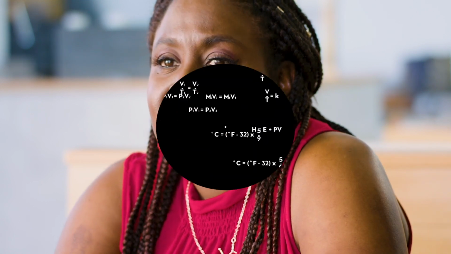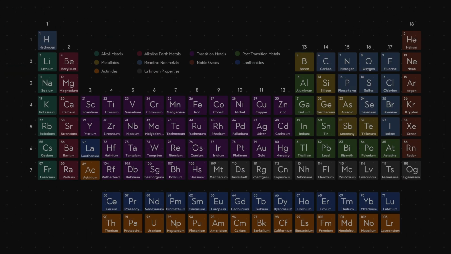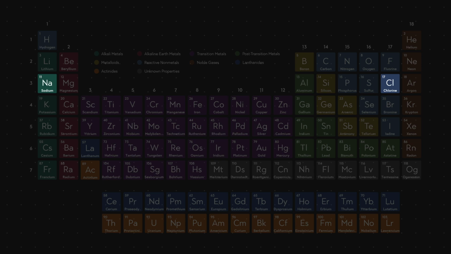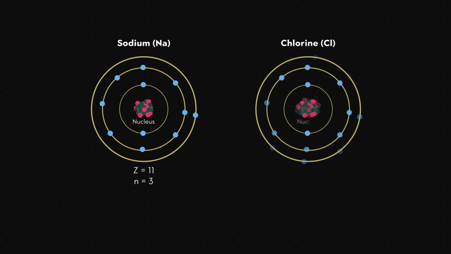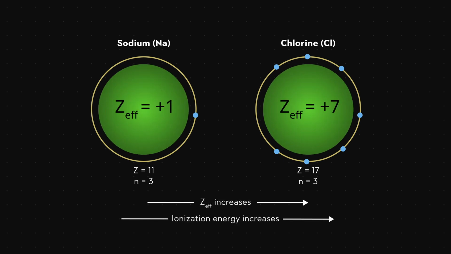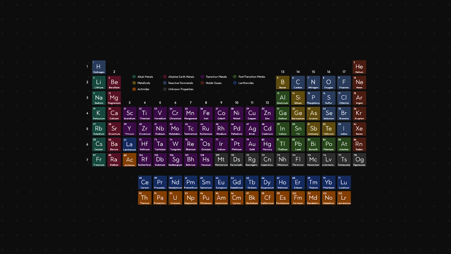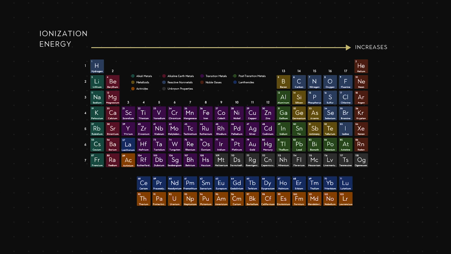Let's take a look at the periodic table. As we move across the periodic table from sodium to chlorine, n is not changing. What does change is Z, the charge on the nucleus. This nuclear charge is shielded by the outer electrons. But as we move across, we are only adding valence electrons, and these are not great at shielding the nuclear charge. So Z effective increases quite a bit as we move across. This means the attraction of an outer electron to the nucleus is increasing. It takes more energy to remove an electron, and the ionization energy increases.